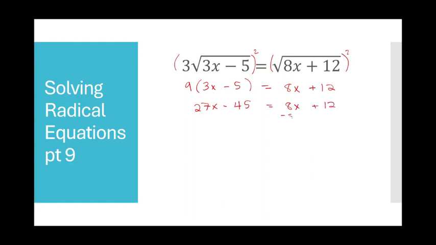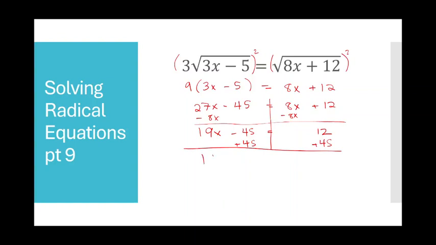Let's see, I'm going to move this 8x over. Get 19x. It's 12. Add that 45 on both sides. We end up with 19x equals 57. And gosh, if we divide by 19, I think that's going to be a nice number, weirdly enough. 20 times 3 would be 60. I think 19 times 3 is going to be 57. And x equals 3.